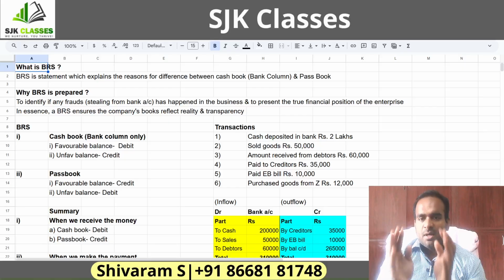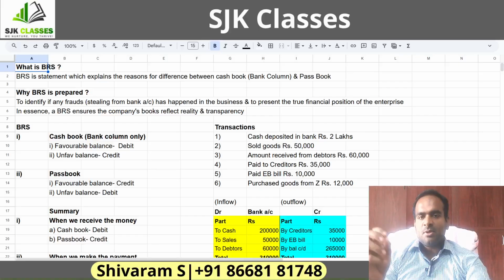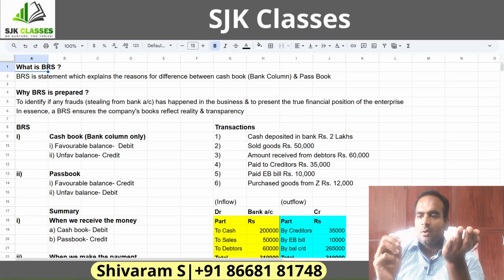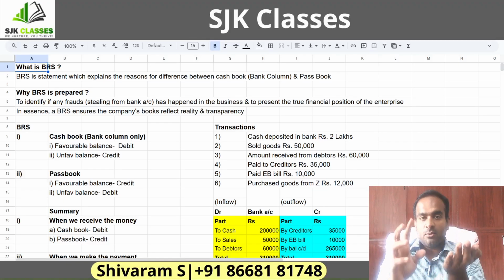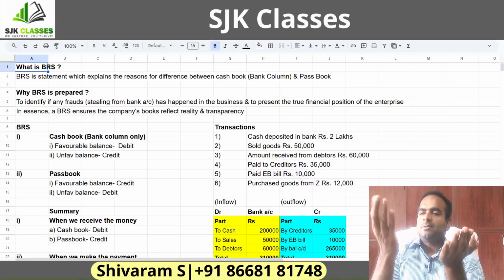Now, what is BRS? BRS is a statement which will explain the reasons for differences between cash book and passbook. Now, we have a cash book and we have a passbook. In the cash book, we are referring to the bank column of the cash book alone, not the cash column. So, we are talking about the bank column of the cash book as well as the passbook.